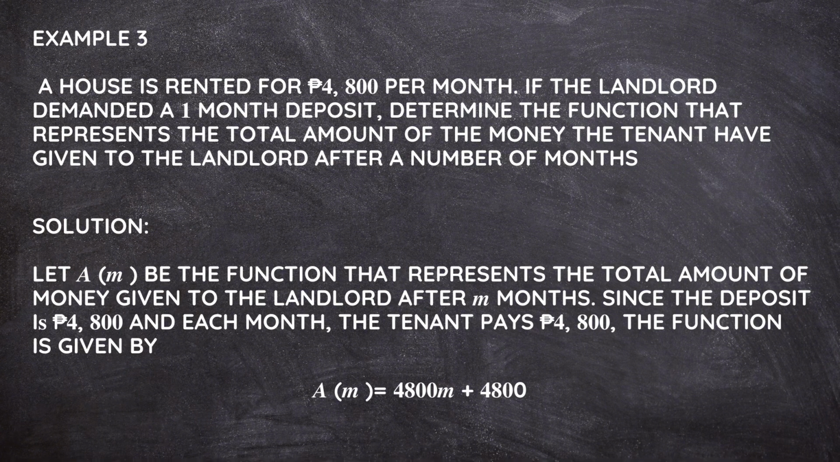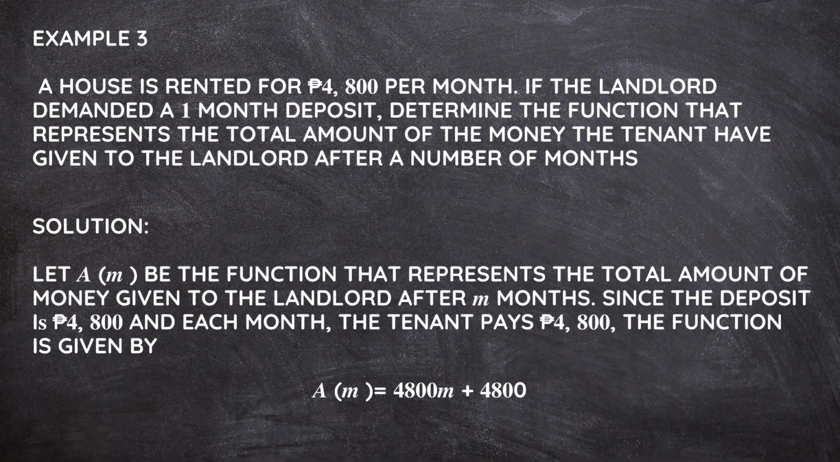After reading the problem, we now determine our given, which are 4,800 pesos, and a to represent after a number of m months. Now, let us write a of m as a function and then substitute 4,800 to a in the function, which is the amount the house is rented per month, plus 4,800.